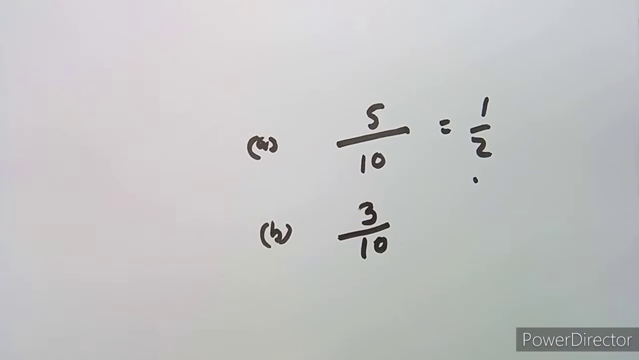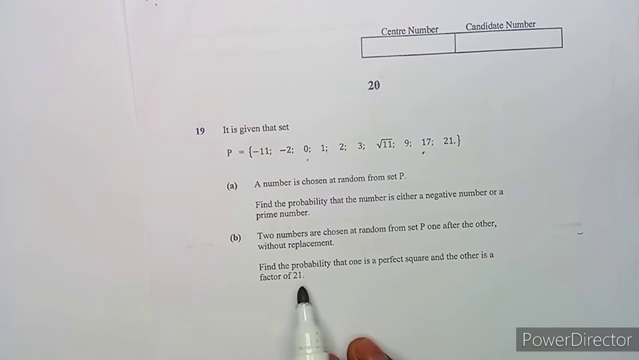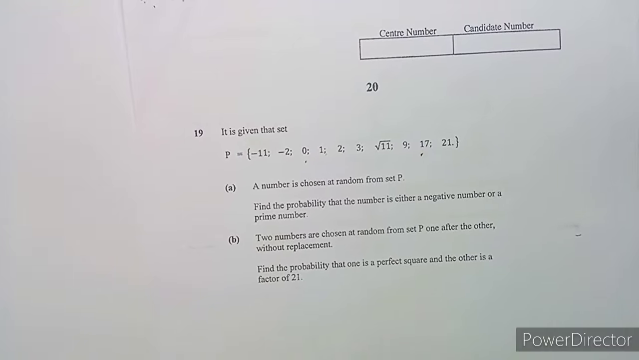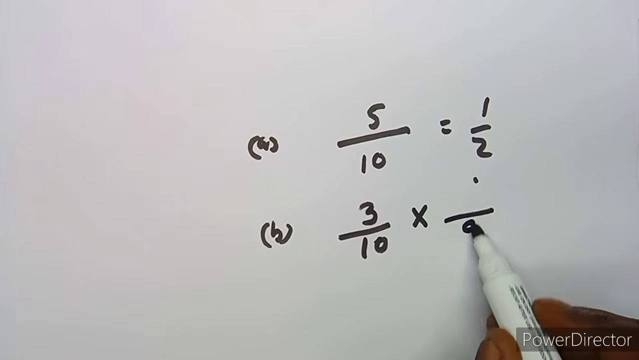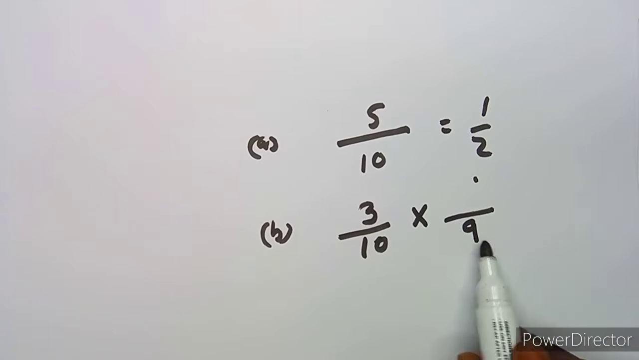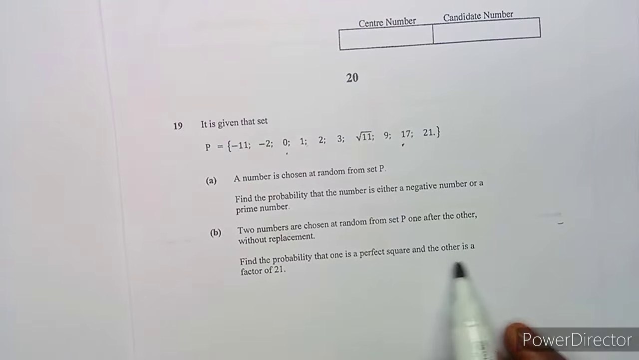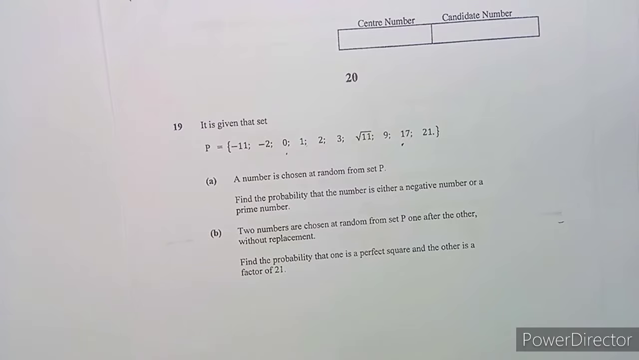Everything is still normal. But when we pick the second one now, which is a factor of 21, everything is going to change, because there is no replacement, which means the total is now out of 9. We have taken one outcome here. So now you are picking out of 9, but the numbers which are factors of 21 are not going to change. It's only the total which has been affected.